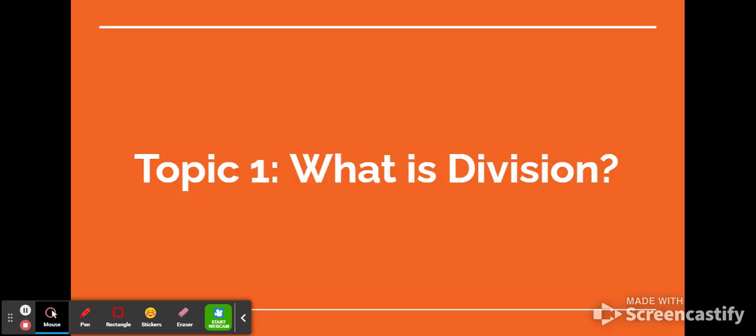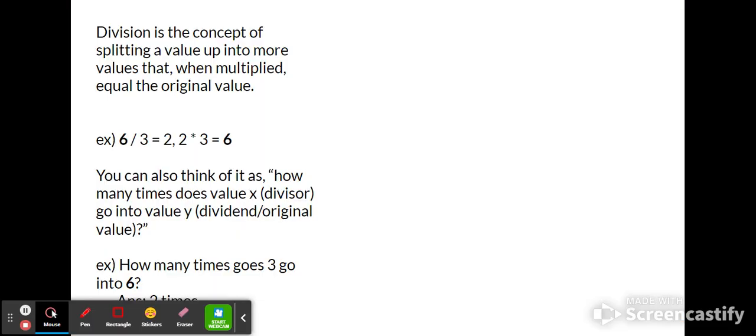Here's our first topic. What is division? We are going to start at the very beginning so that everybody can be on the same page. So division is the concept of splitting up a value into more values that, if they're multiplied together, will equal the original value. So 6 divided by 3 is 2, and vice versa, 2 times 3 is 6.